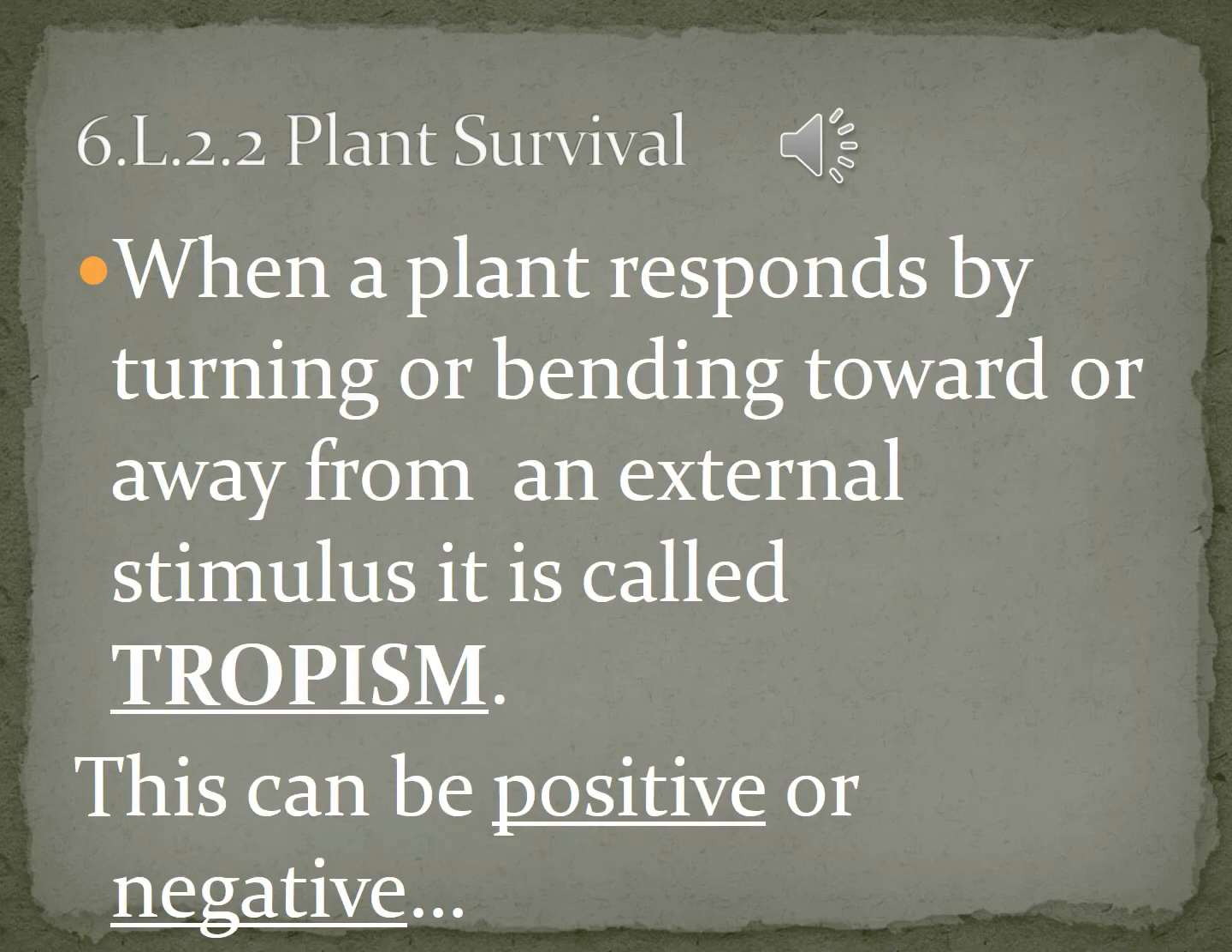So now you may ask, what is the scientific term for when a plant actually responds by bending towards or away from an external stimuli? Well, it's called tropism. Well, this tropism can be either positive or negative. We'll talk about that in the next slide.